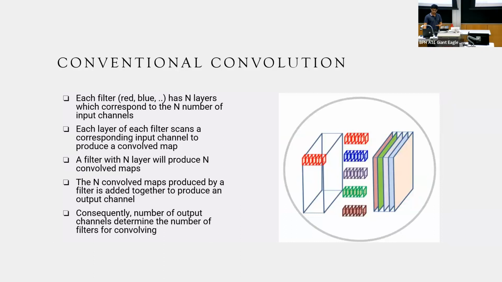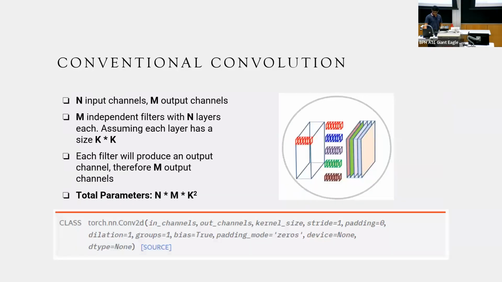This is just a description of how the convolution is happening. If we have to calculate the number of parameters, each kernel has a dimension of K, so we will have K squared parameters in each kernel. If our output channel size should be M, then we need M kernels, and we have to convolve them over N input channels. So we will have N times M times K squared parameters. I believe everyone understood that, right? Okay. And you can call the conventional convolution from PyTorch using the code given here.